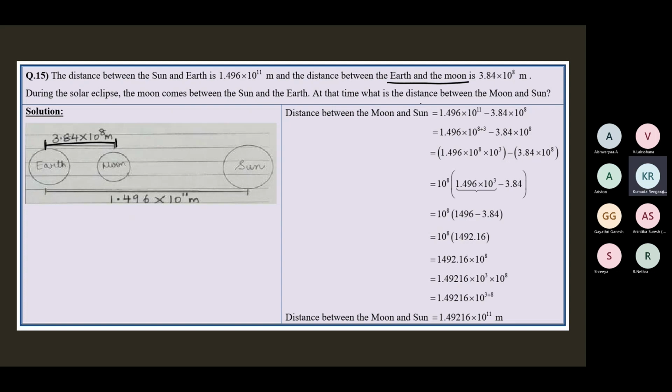So now the question is to find the distance between the moon and the sun. Moon and the sun, you'll have to find this distance. This distance.